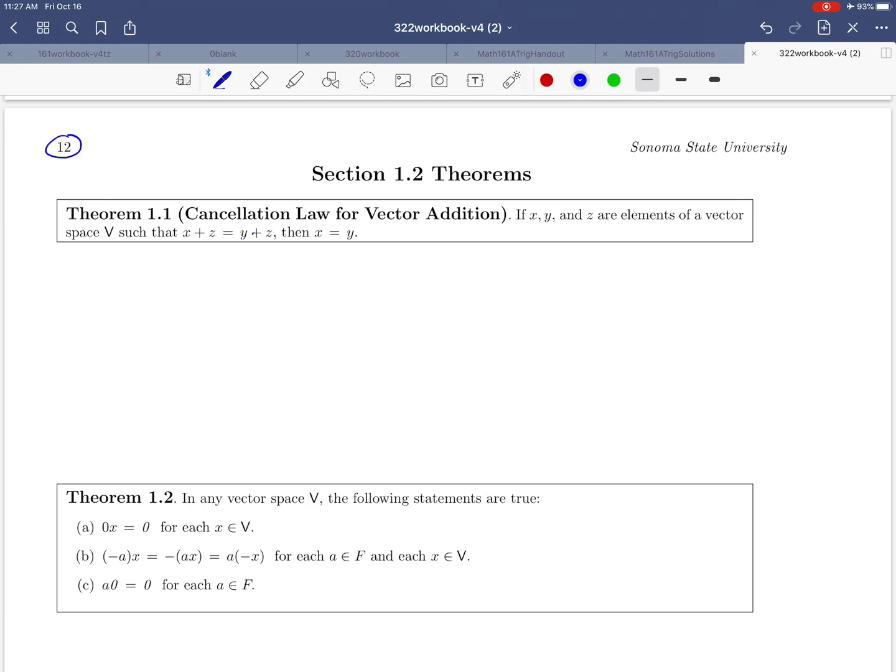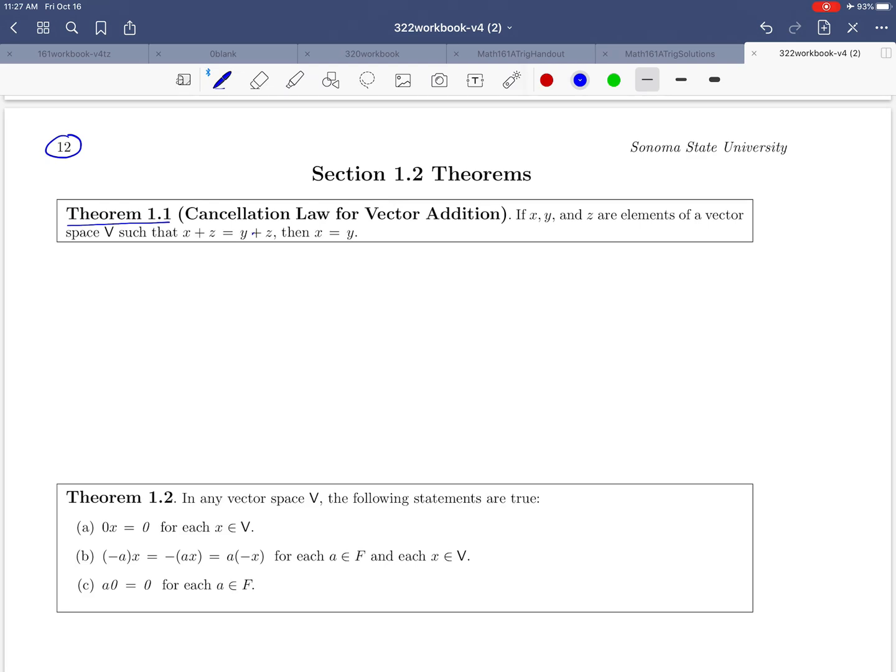So we have this definition of a vector space. We've looked at a few examples, and now we'd like to investigate some properties that all vector spaces have that will be convenient to be able to use over the course of the semester. Okay, so we'll start with theorem 1.1.